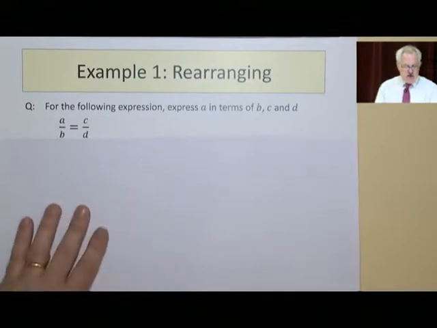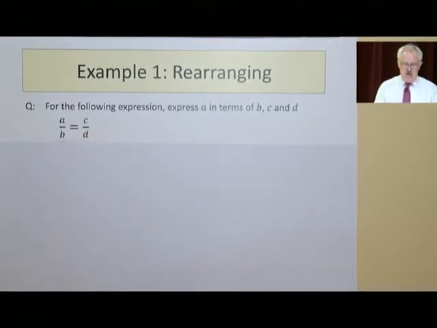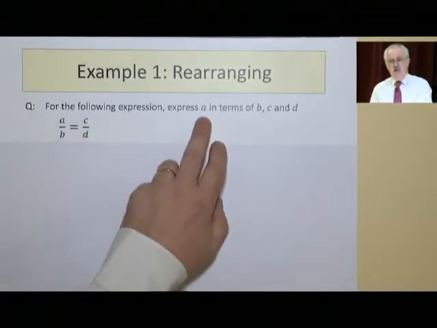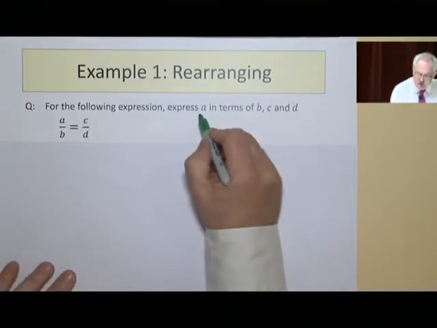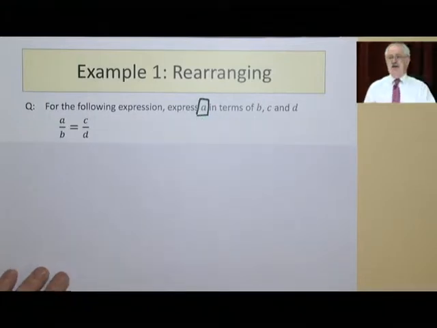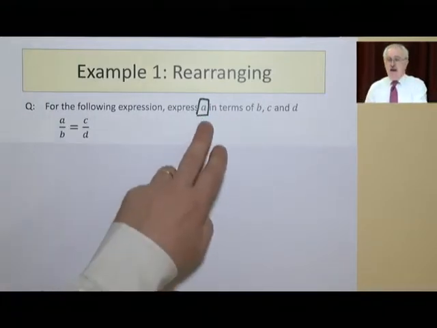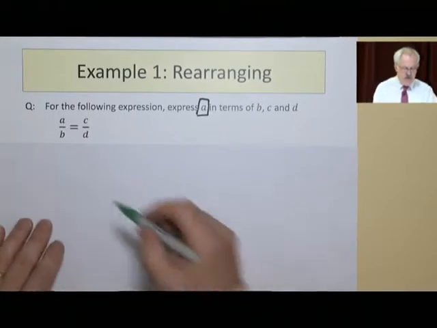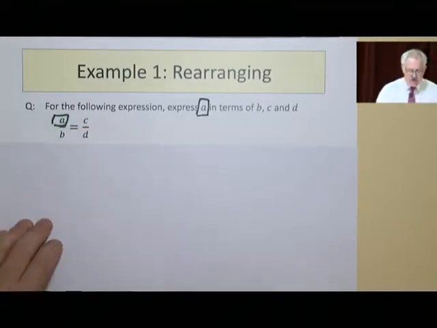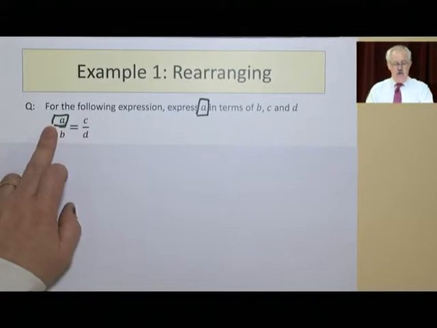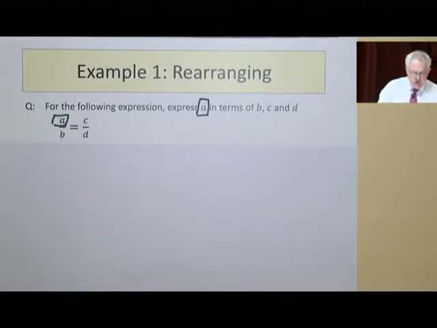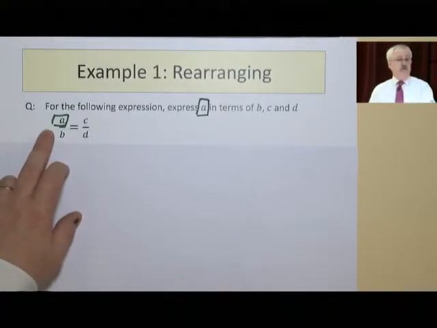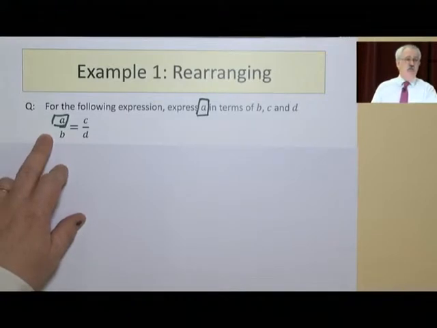For the following expression, A over B is C over D, express A in terms of B, C, and D. So in this situation, your focus of attention is on A. You want A to be on the left-hand side. A is on the left-hand side, and that's pretty okay. But it also has a B on the left-hand side, which you're not really mad about. So the B on the left-hand side, you say, is dividing. As a divider, what's the opposite of division?